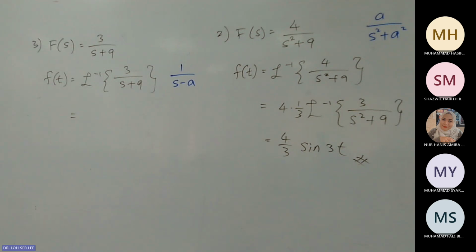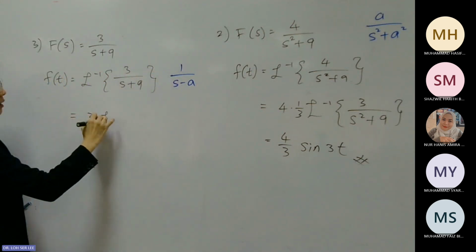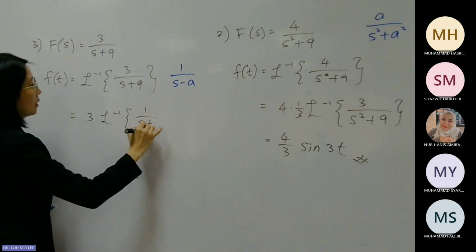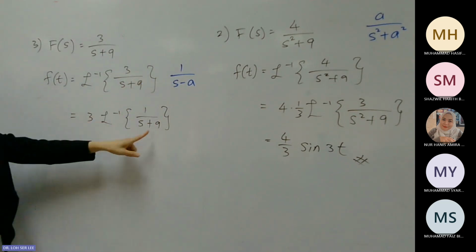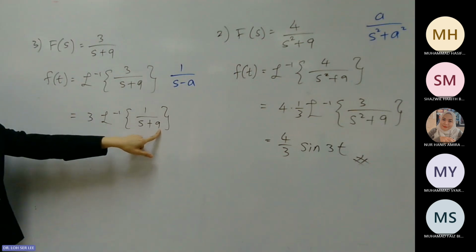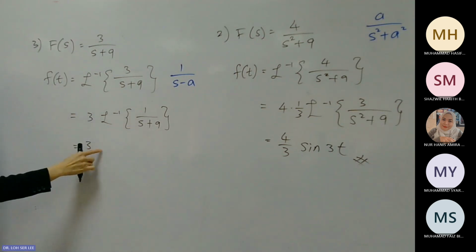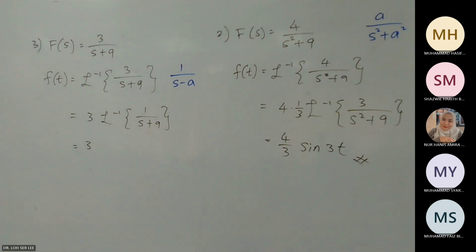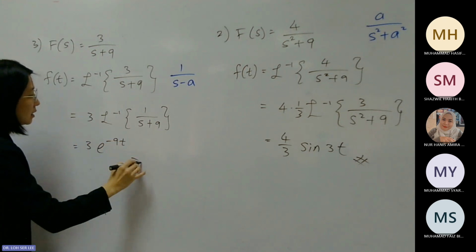So our a is -9. We look at the top and there is a 3 outside. We don't want 3. We need only 1. So take out the 3. And when you compare this again to the formula, a is -9. So your answer will be e^(-9t).